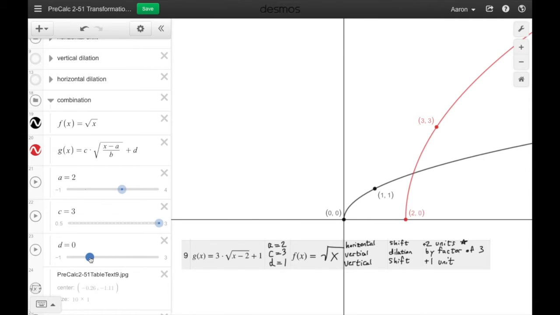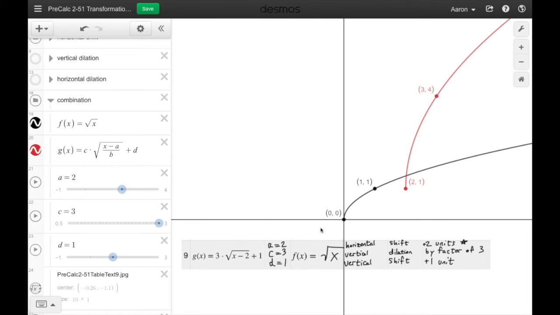And then you have to do a vertical shift of 1 unit. You can see how it goes up 1 plus 1. So starting at 0, 0, you horizontally shift, then vertically dilate, then vertically shift. And the order really depends on PEMDAS. So you can see you do what's inside the parentheses first, and then you do multiplication, and then you do addition. And it goes in A, B, C, D order here. That's why I named them A, B, C, D. Do the A value first, and then the B value if there is one, and then the C, and then the D.